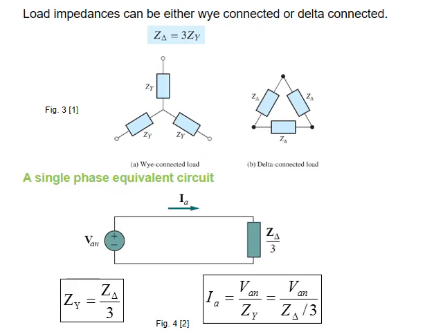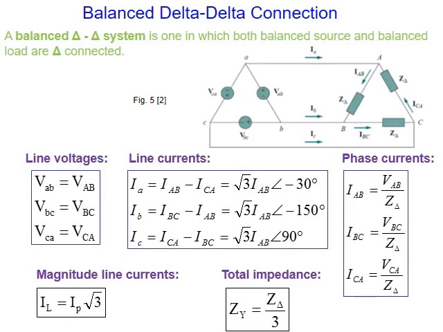Now, also I would like to remind you of the conversion from delta to star for the load: Z delta is 3 Z star, or Z star is Z delta over 3. And here you see I'm representing one phase. This is the impedance for one phase, VAN for one phase, and I can work with one phase here.